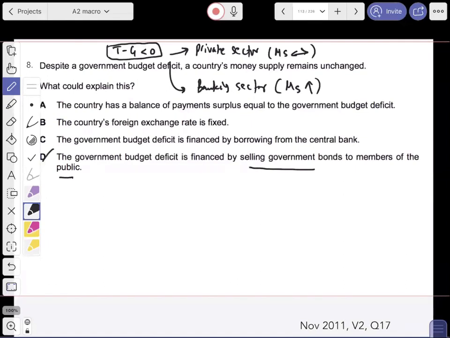If you are financing it from the central bank or even commercial bank, money supply will go up. But if you go to the general public, money supply will remain unchanged. Does that make sense, guys? So that's why D is the right answer.